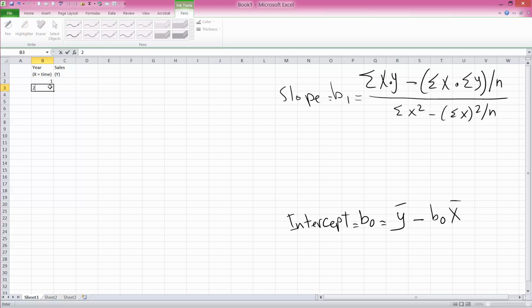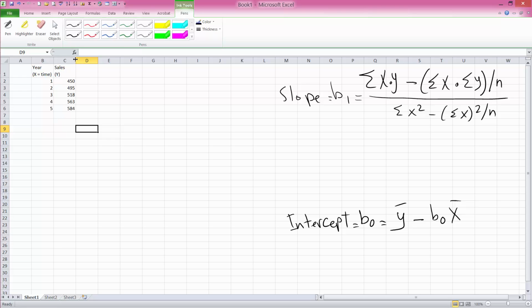We had 5 years of data, and our sales were 450, 495, 518, 563, 584.